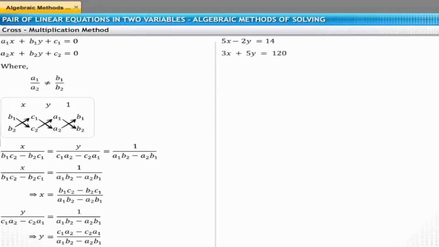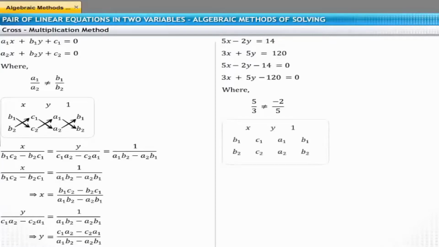Now, let us try this method on equations we have earlier solved using the elimination method. Let's rewrite the equations in standard form. Now, let's compare the ratio of the coefficients of x and y. It is not equal, which implies that the equations have a unique solution. Now, let us apply the cross-multiplication method and solve the equations.